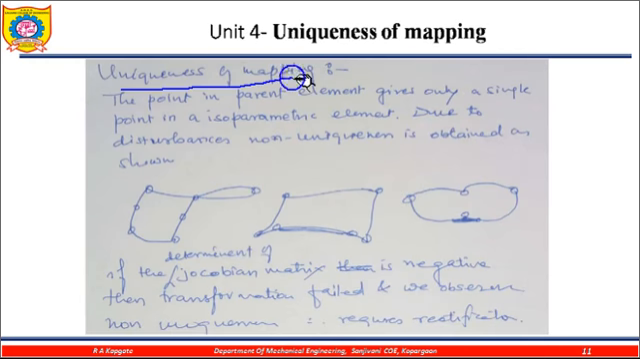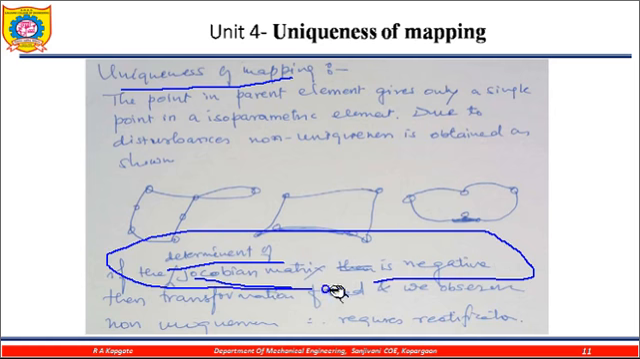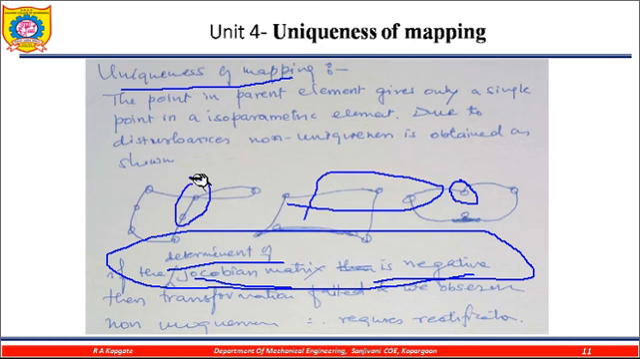Then the uniqueness of the mapping. When we are doing the transformation from the natural coordinate system to the Cartesian coordinate system, the determinant of the Jacobian matrix should not be negative. If the determinant of the Jacobian matrix is negative, then the answers are not correct. You can see this type of distortion, this type of unevenness, and hence it should not be considered. So there is a necessity of uniqueness of mapping, and it is calculated by the determinant of the Jacobian matrix. If the determinant is negative, then it is not the unique one.